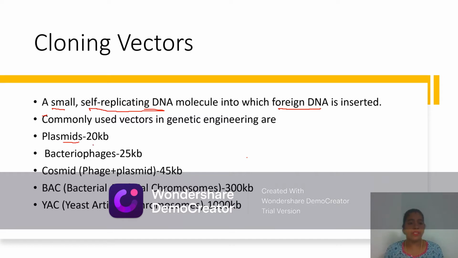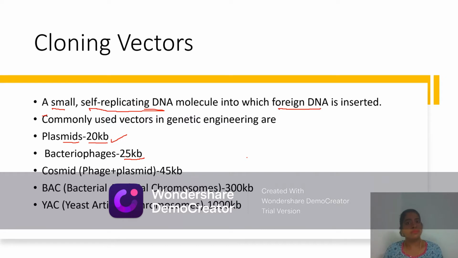For example, you can see here plasmids. A plasmid is a cloning vector. You can see I have written 20 kb. This is the carrying capacity. Whichever DNA or gene is of 20 kb size, plasmids can carry. So plasmids, a particular type of vector, can carry a 20 kb foreign DNA. The next one, bacteriophages. Bacteriophages can carry a size of 25 kb.